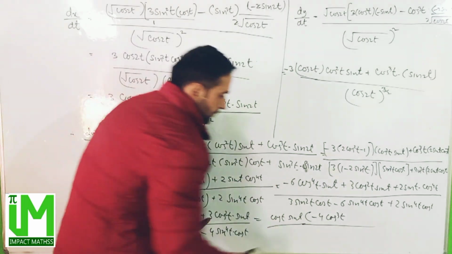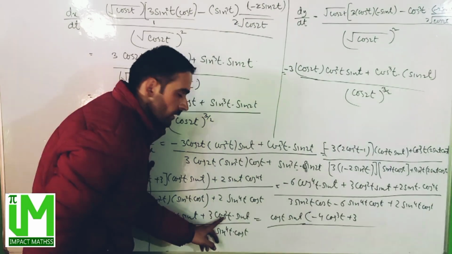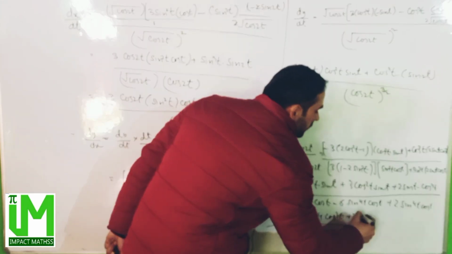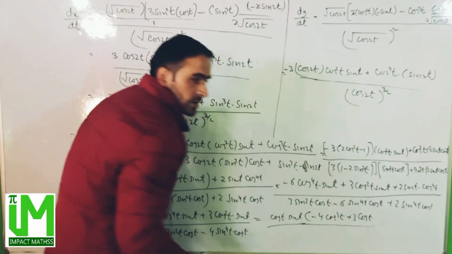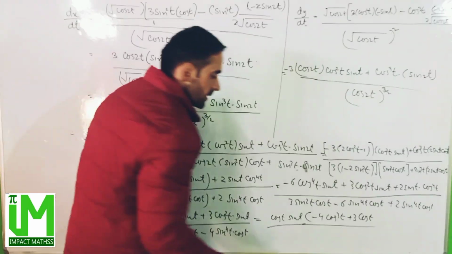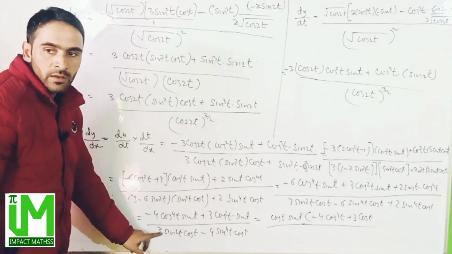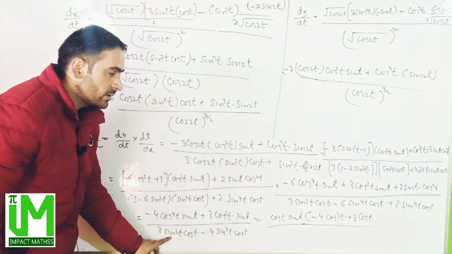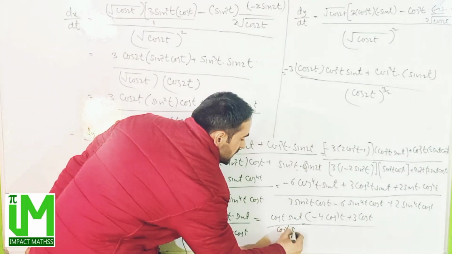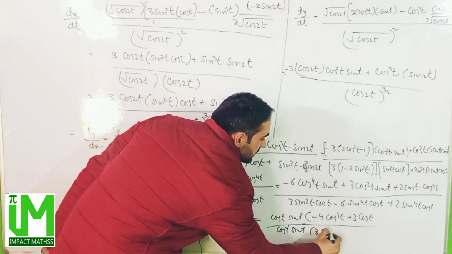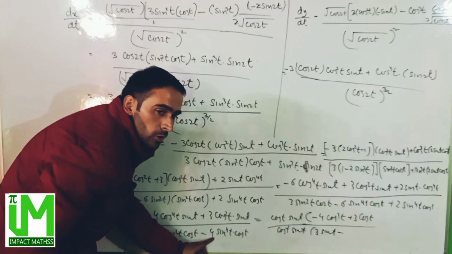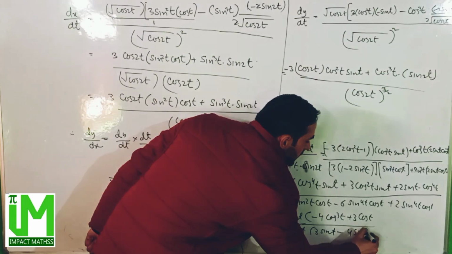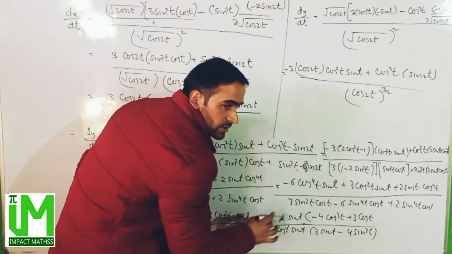Plus 3 times cos t, taking cos t sin t common, so this will be 3 cos t, divided by 3 sin square t cos t, taking cos t sin t common, what is left over is 3 sin t minus 4 sin cube t. The cos t sin t terms cancel.